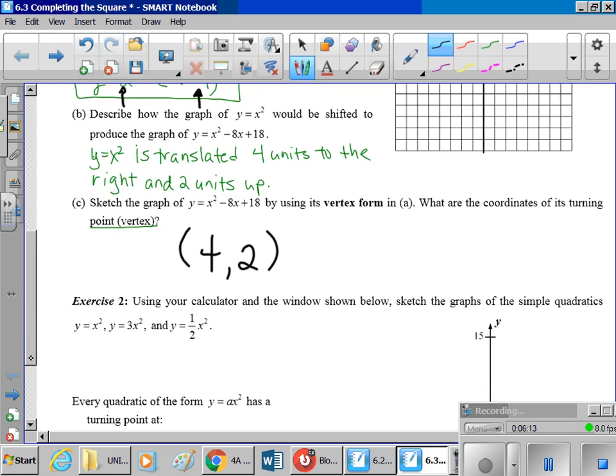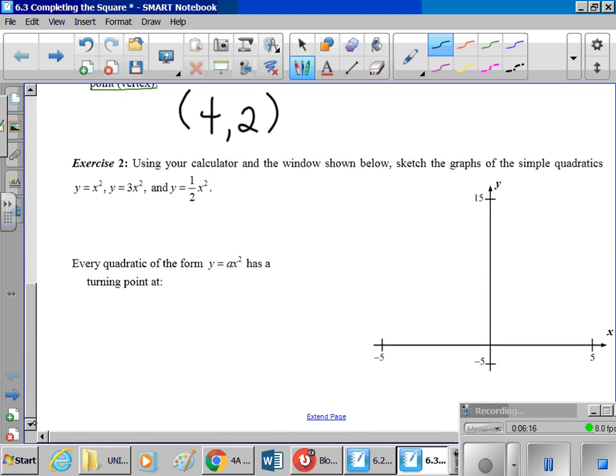Okay, going on to exercise 2. Using your calculator and the windows shown, sketch the graphs of the simple quadratics y equals x squared, y equals 3x squared, and y equals 1/2 x squared. The only thing I wanted to show you here is what happens when the coefficient gets larger and smaller. All right, so basically all I want you to recognize is if you looked at y equals x squared, that's our parent function. So y equals x squared might look something like this. Not exactly, but pretty good.